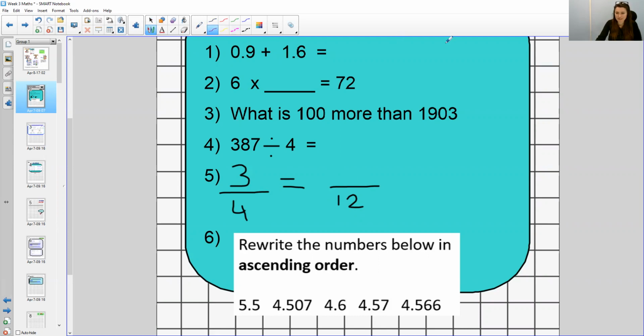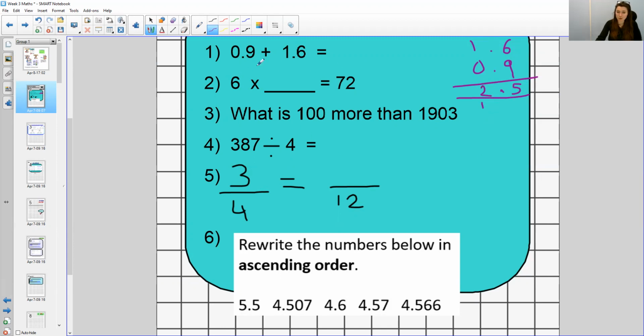Okay, so number 1, we can use our column addition, and as long as we keep our decimal in the center of those numbers and in the same place in the answer, we can add here. 6 add 9 is 15. 1 add 1 is 2. So you should have ended up with 2.5.